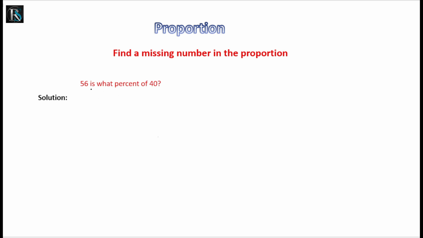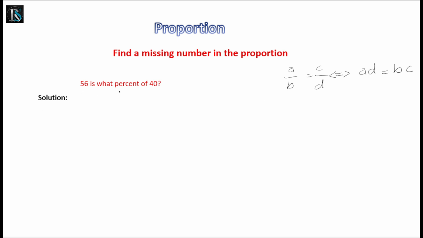Now here in this slide we have a question. 56 is what percent of 40? Then here again we will use those tricks and we will solve this problem, first converting it into the proportional problem like a upon b is equal to c upon d if and only if ad is equal to bc, where we will follow 3 steps like cross multiplication and then we will solve the equation for the unknown variable, whatever variable it is.